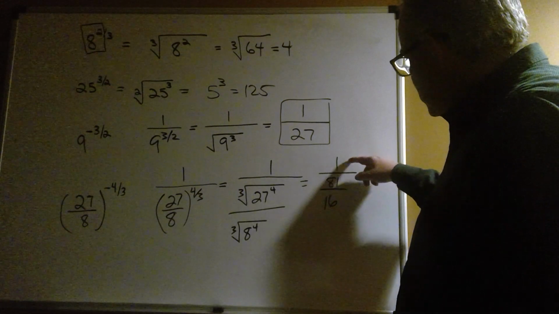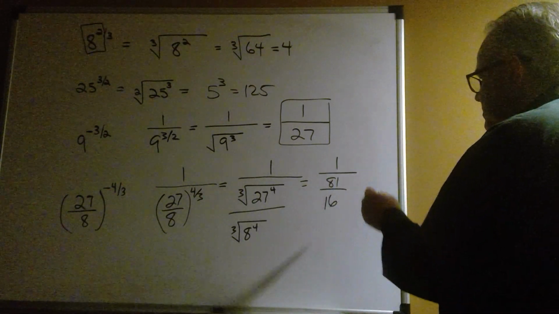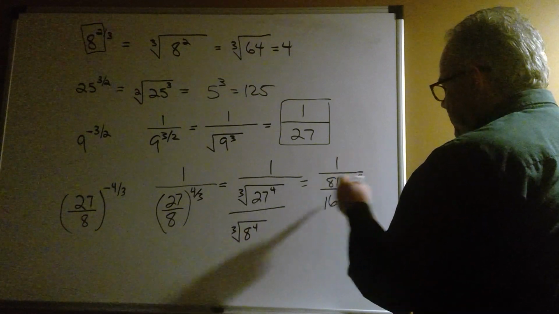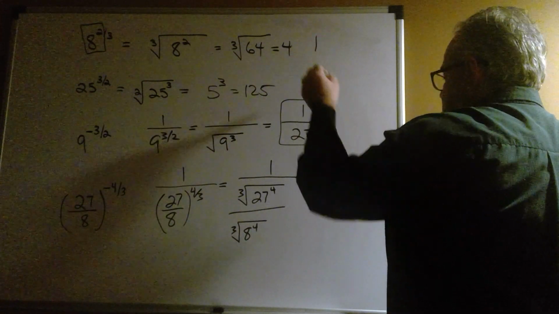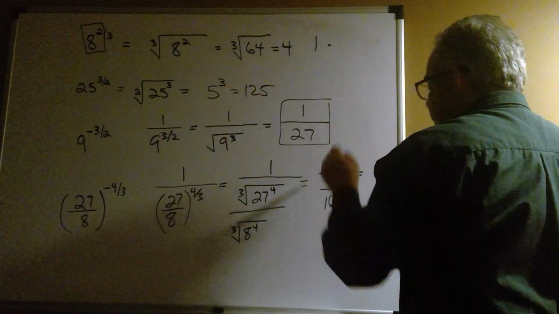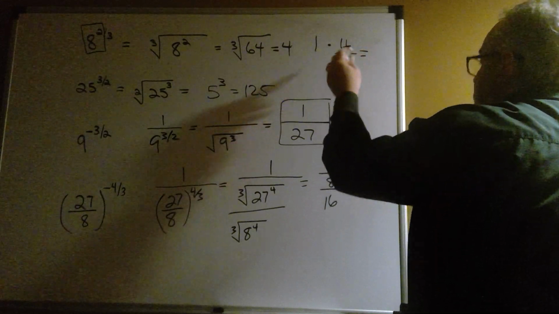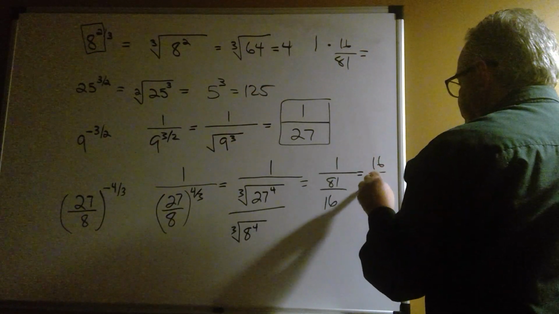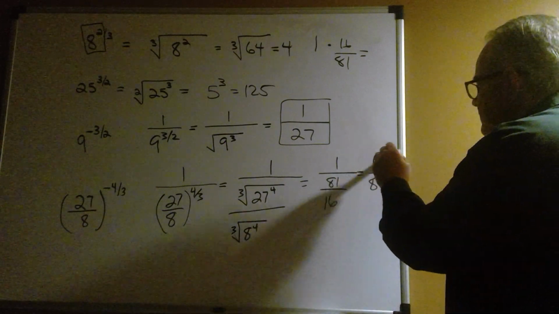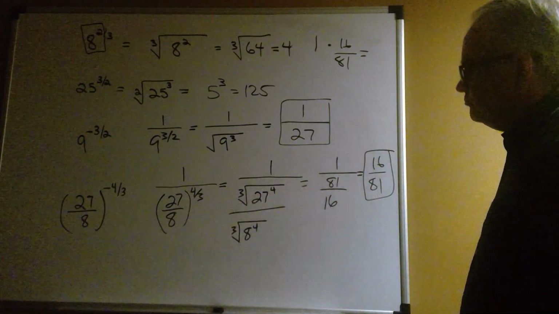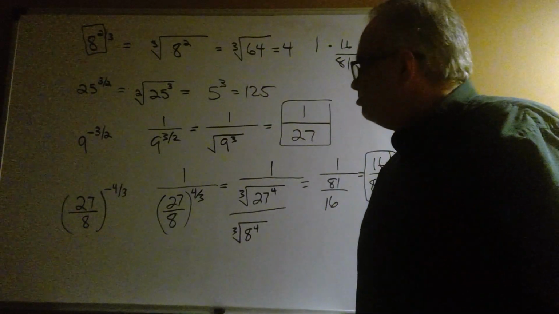So I got this as 1 over 81 divided by 16, which is going to end up being, I'm going to flip that, right? Keep, change, and then flip. 16 over 81. And I can't simplify that at all, so I'm going to leave that. And that was this one here, okay?